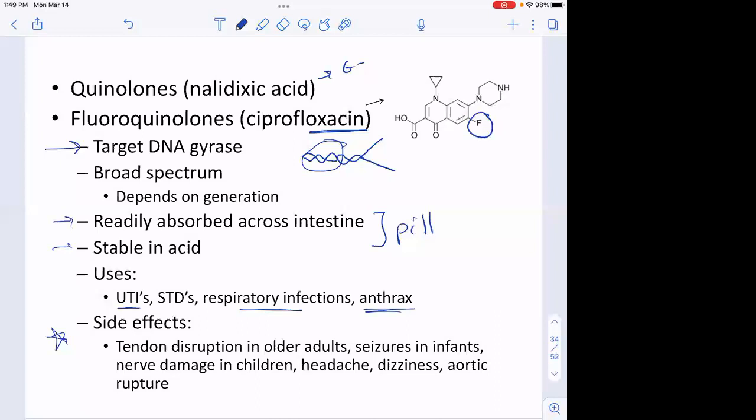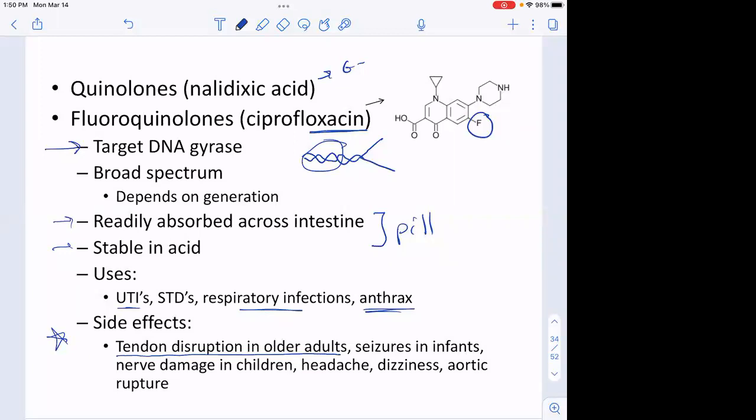This is a really bizarre one: tendon disruption, especially in older adults. Achilles tendon. So imagine taking an antibiotic and tearing your Achilles tendon as a result of it. That's kind of a bizarre thing. We don't really understand why that happens. Maybe the antibiotic impedes blood flow to joints or impedes collagen formation. We don't really understand why, but that's a pretty serious side effect.